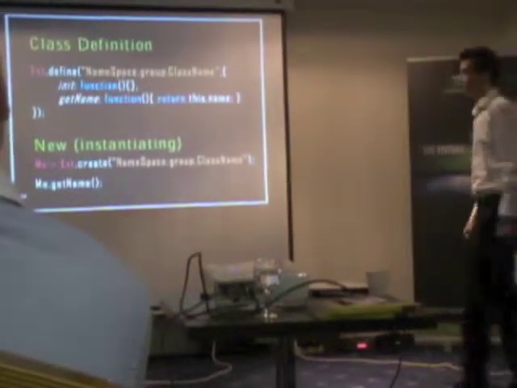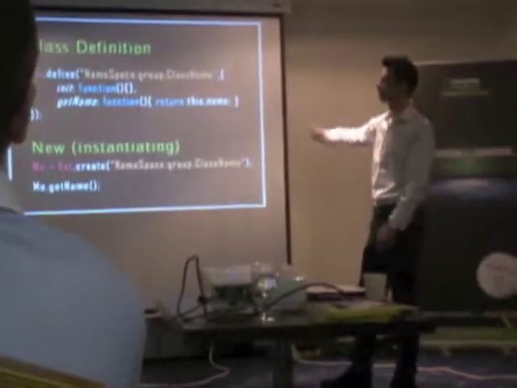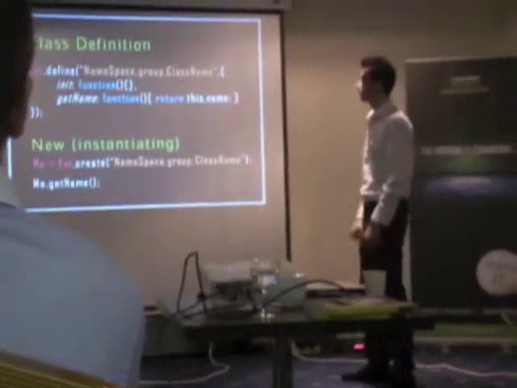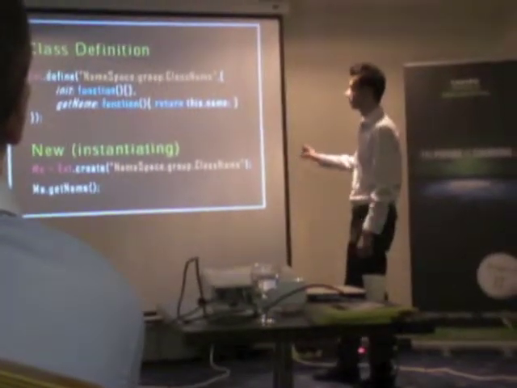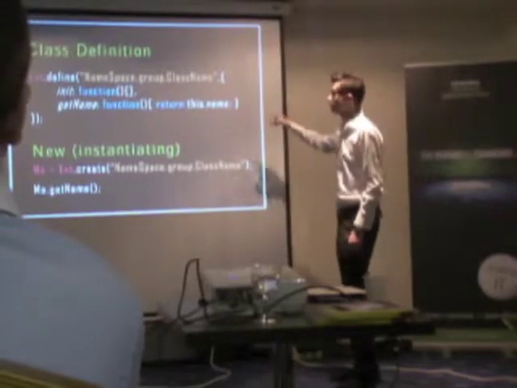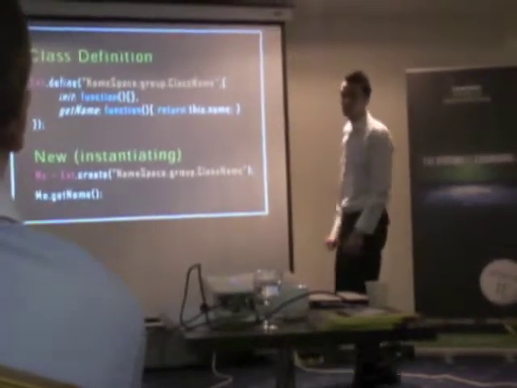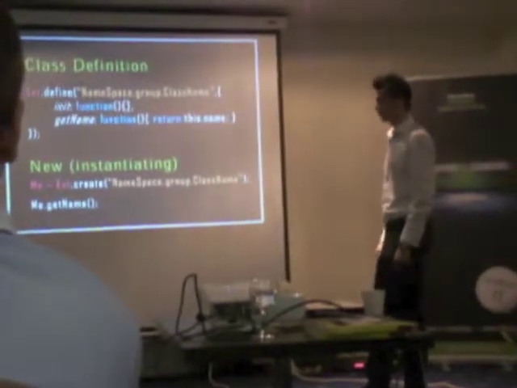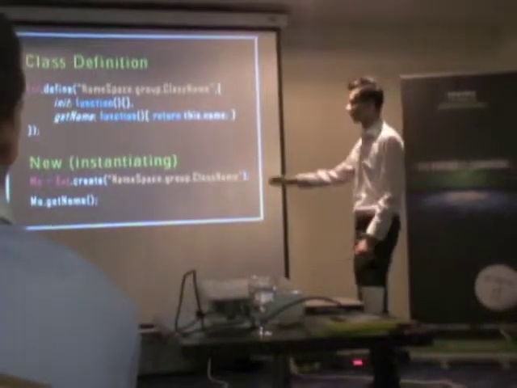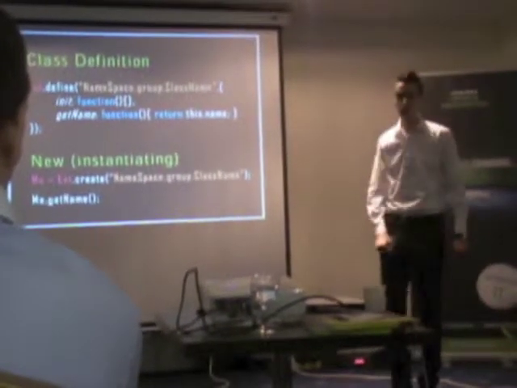How do we define a class? It's quite simple. We're going to use the word define. Again, we are referring to the Sencha Ext.define. And we're going to give our namespace, the folder, the group, and the class name. And inside of it, just as an object, we're going to add our methods to the class. To instantiate it, we just say Ext.create, and it can automatically then make calls to our inner functions.